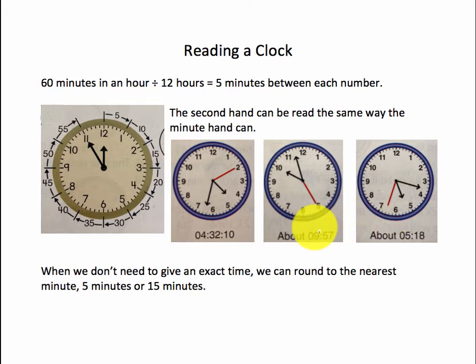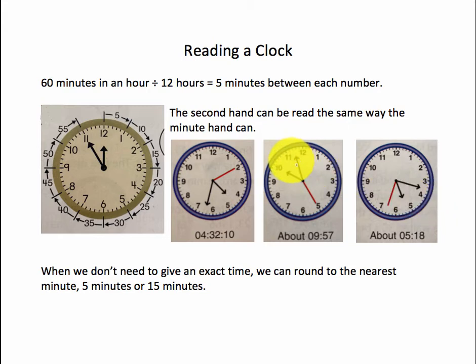But when we're telling someone the time, we're not going to be telling them the exact time to the second, or even to the exact minute most of the time. So we have to do a quick rounding. So this one, if we look at the second hand, if it's not quite at the 30-second mark, then you would round down. Okay, so to about 9:57. When the second hand goes past the 30 seconds, then we round up to the next minute, so to 5:18 in this case. We do the same thing with minutes.